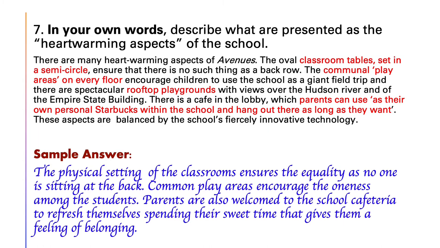Here you find the answer. The topic sentence says there are many heart-warming aspects of Avenues. So it's easy to spot the section. Here the physical setting of the classrooms ensures equality. Classroom tables set in a semicircle ensure that there is no such thing as a back row. And it is different from the usual classroom setting. So there's no backward students to be found.